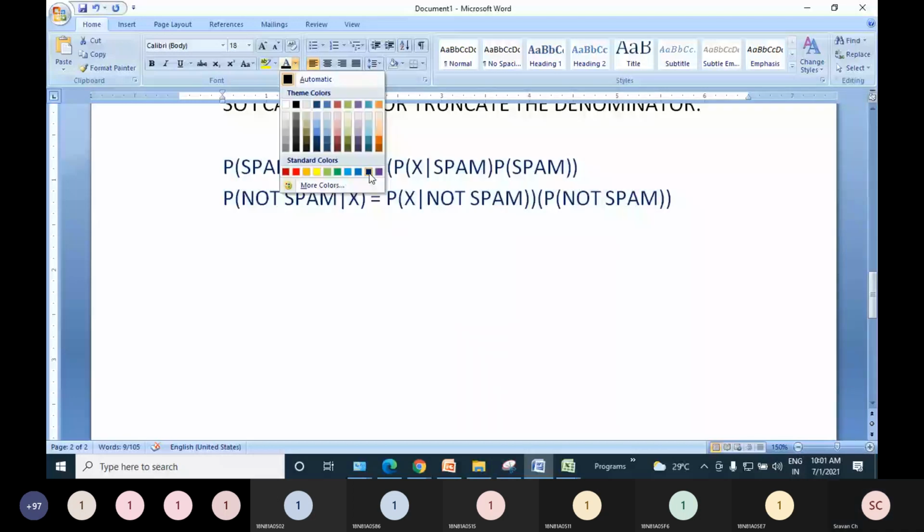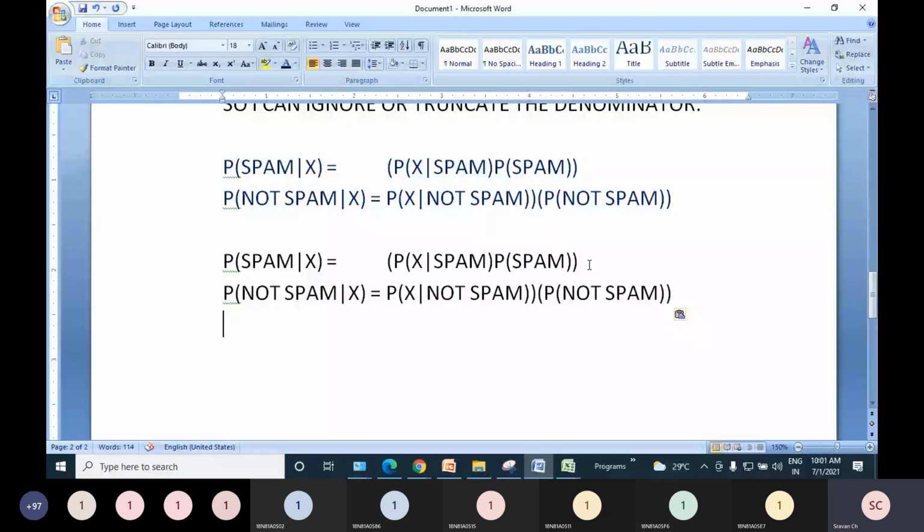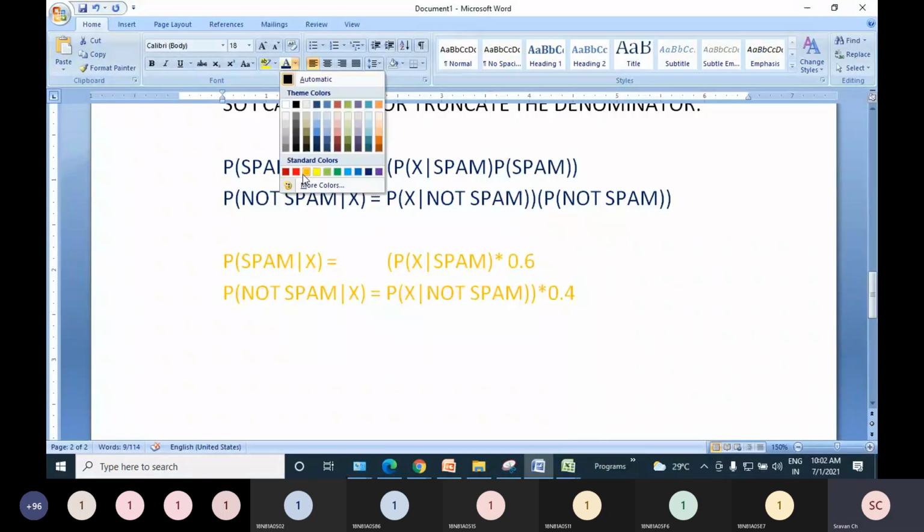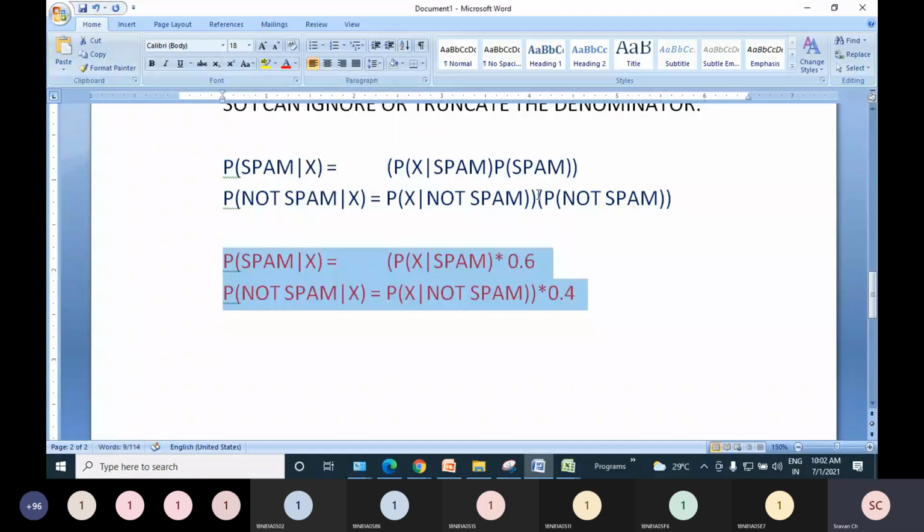Now, how will these two equations look? P of spam is replaced with 0.6, means into 0.6, and P of not spam I already know, which is into 0.4. So I hope you understood why I have substituted 0.6 and 0.4. Right? Now what is left?